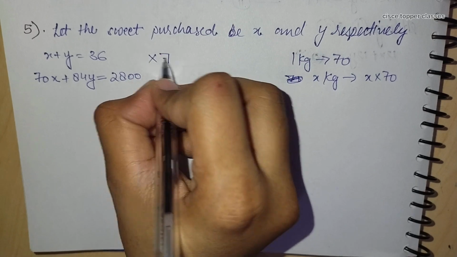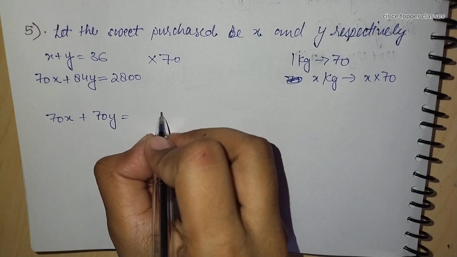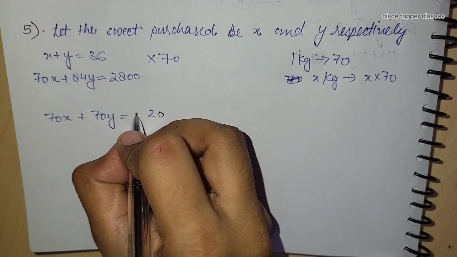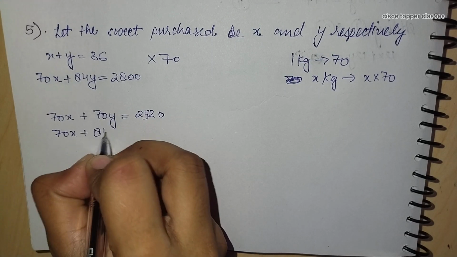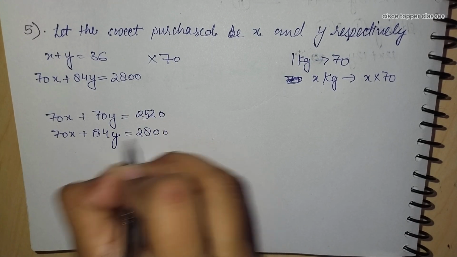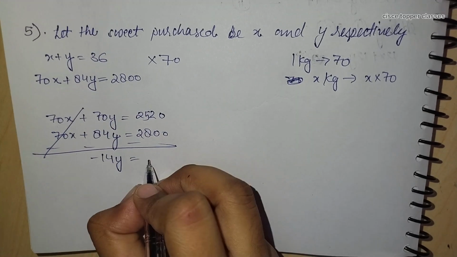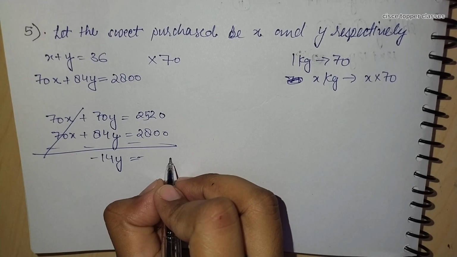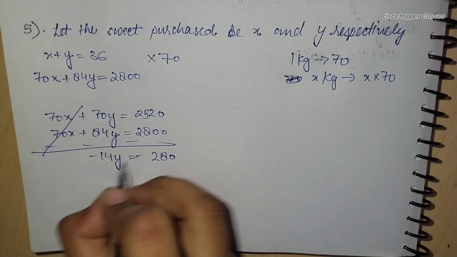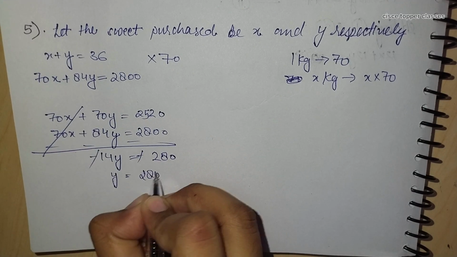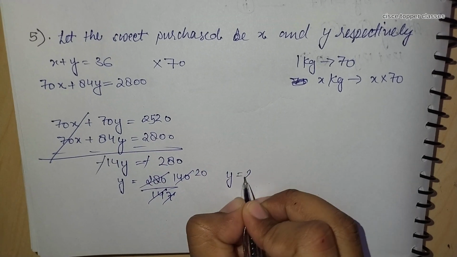We can just multiply this with 70. So 70x plus 70y equal to 2520, while the other equation is 70x plus 84y equal to 2800. This we will subtract. On subtracting, we will get minus 14y equal to minus 280. This will be cancelled out and y is equal to 280 by 14. So 7, 140 and here 20. So y is equal to 20 kg.